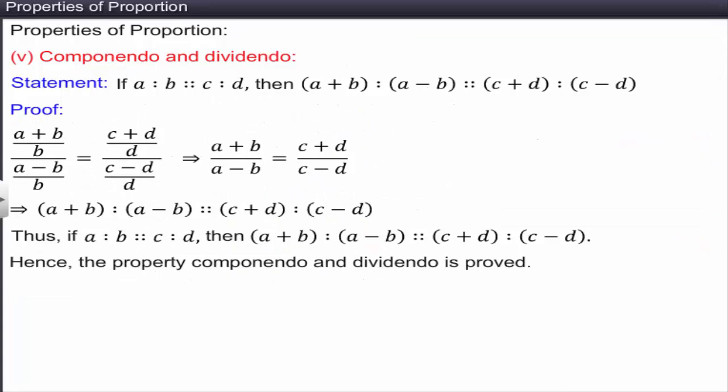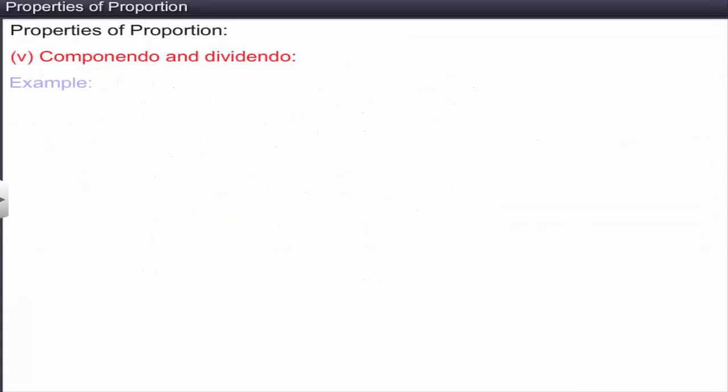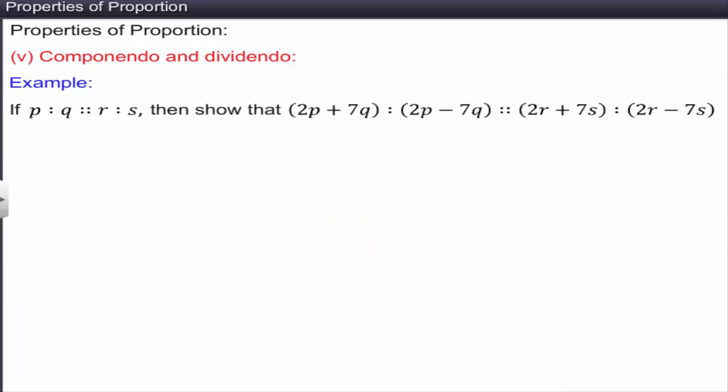Now, let's see an example based on this property. If P is to Q is as R is to S, then show that 2P plus 7Q is to 2P minus 7Q is as 2R plus 7S is to 2R minus 7S. Let's see the solution.